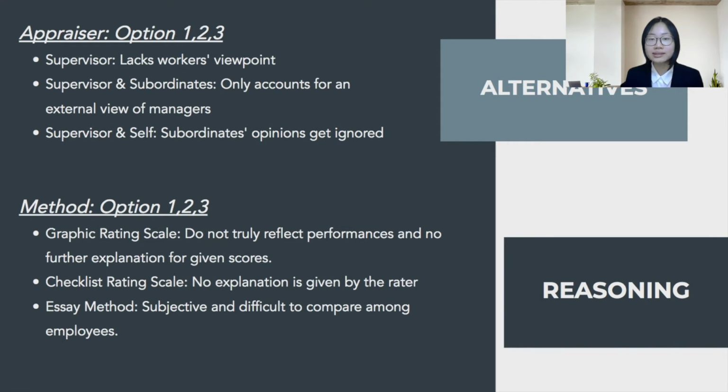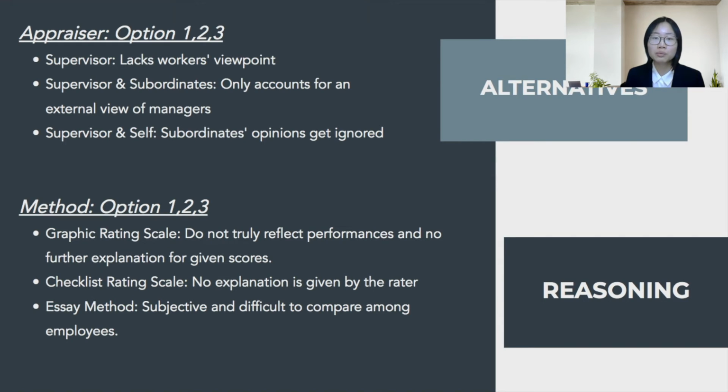The checklist rating scale is similar to the graphic rating scale, using the total number of items checked by the rater. This method promotes objectivity as statements are already written, so there's no further explanation given by the rater. And the essay method is very subjective, as the evaluation relies solely on the evaluator's opinions and perspective of the other person's performance. It makes it difficult to compare employees as no score or rating is given.